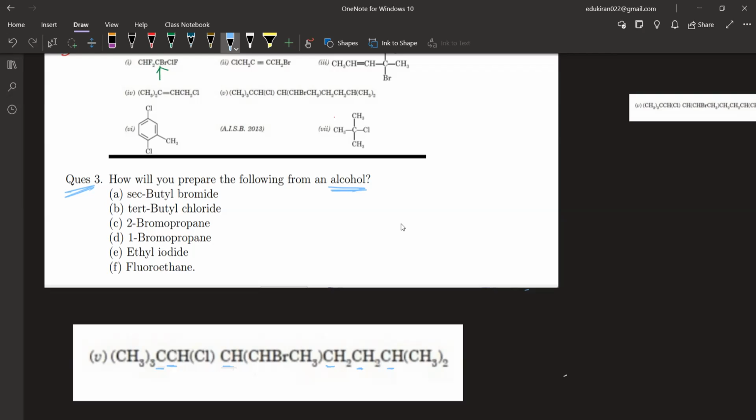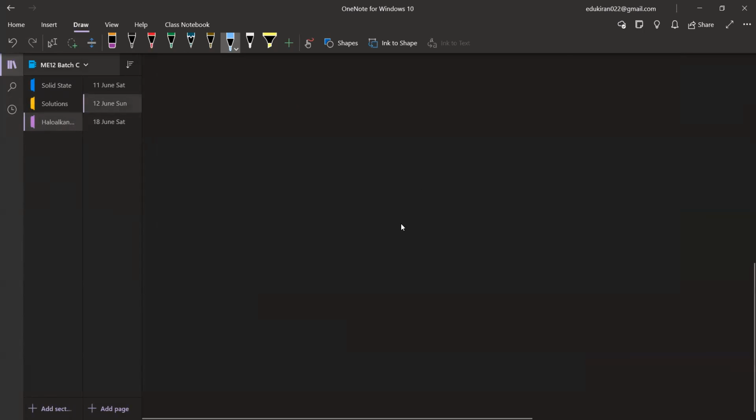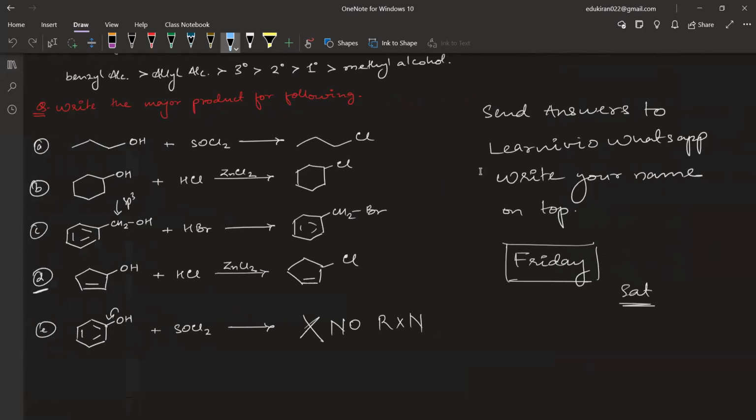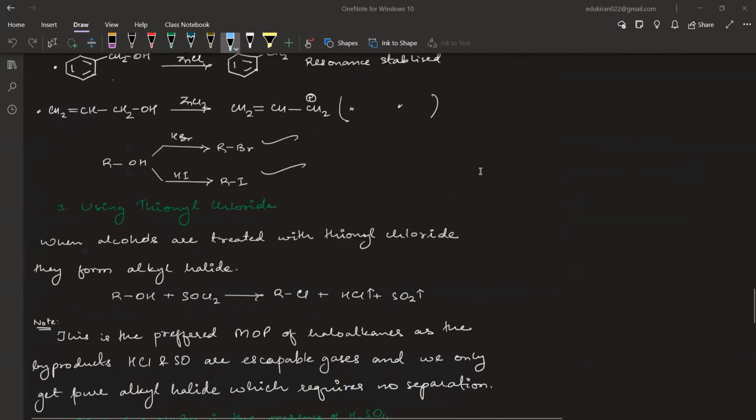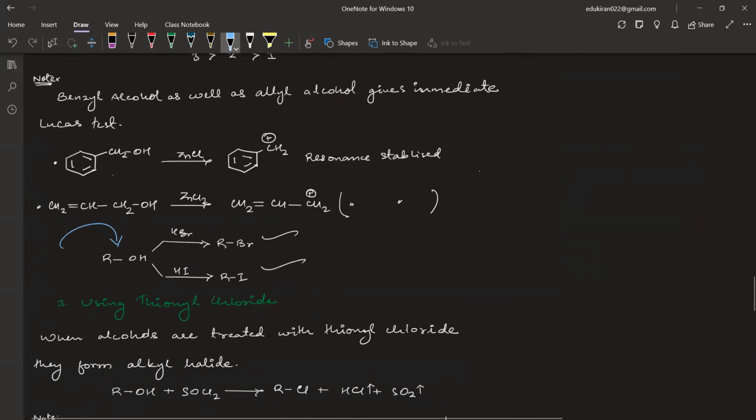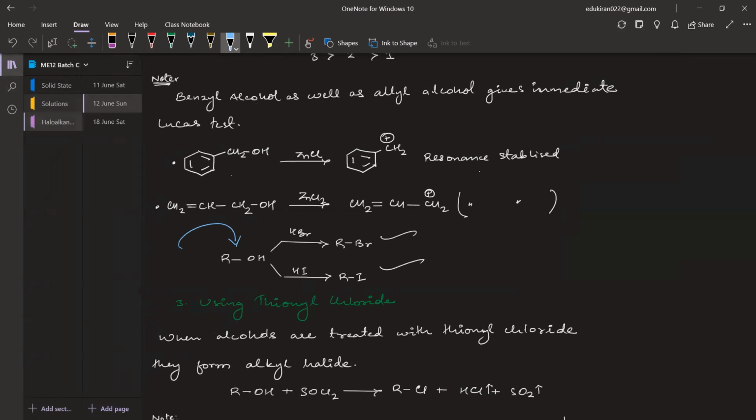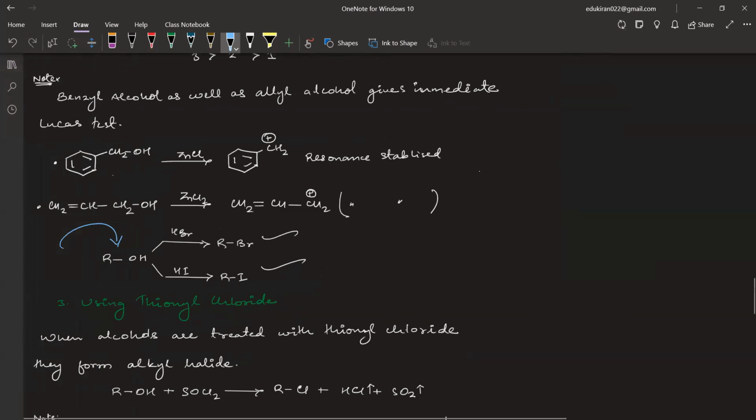Okay. So let me tell you, Kulsum, ethyl iodide and fluoroethane. If you look at the reactions that we did in the last lecture, we can make ethyl iodide. Can you see this reaction? Kulsum? Yes, sir. Now ethyl iodide will be formed.